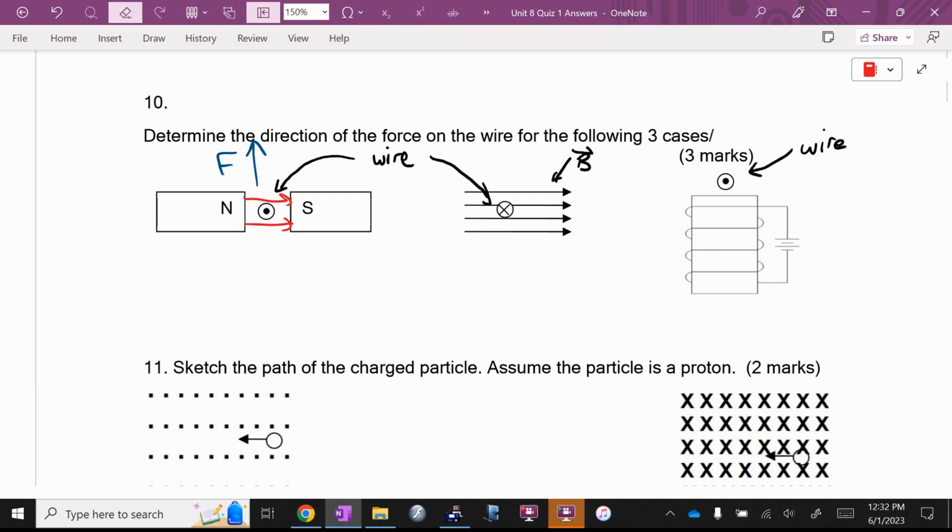Now the wire is carrying current into the page. Yes, so thumb into the page. Magnetic field points to the right. Which way will that middle wire feel a force?